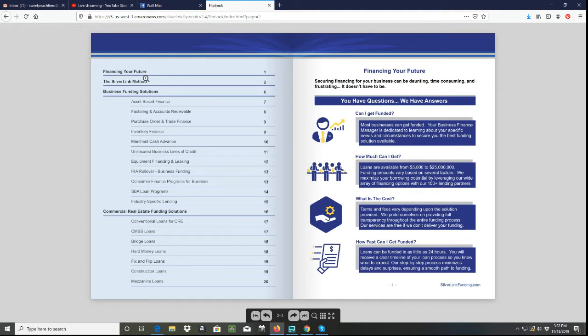So as you can see here, SilverLink Funding offers financing for your business. If you're interested in any commercial or real estate funding solutions there. So you want to go ahead and get secured financing for your business. Let SilverLink team do its job and make it nice and smooth for you. If you have any questions about funding, how much you can get.